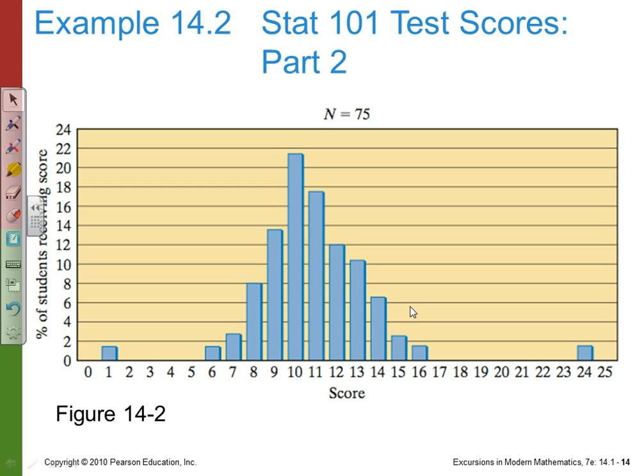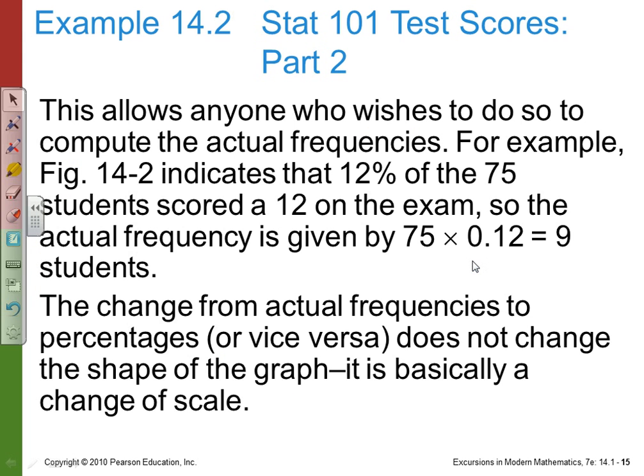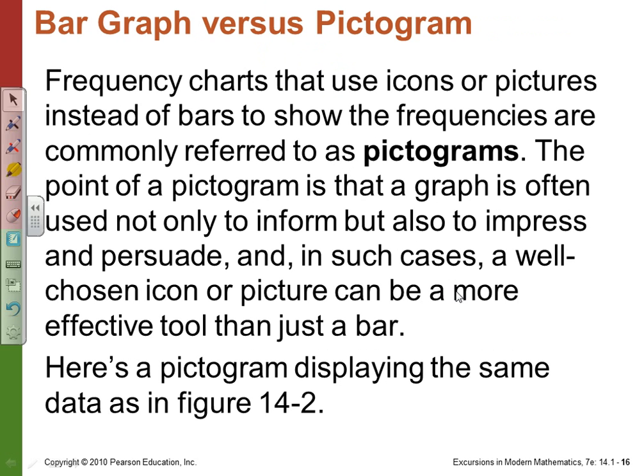So now I'm going in, what's this? Test scores part 2. Oh, now I'm showing percentage. So the percentage grade, not my score of 10, but 20-some percent. 21% of the students got a 10. That doesn't do anything for me at all. This allows anyone who wishes to know the actual frequencies to do that.